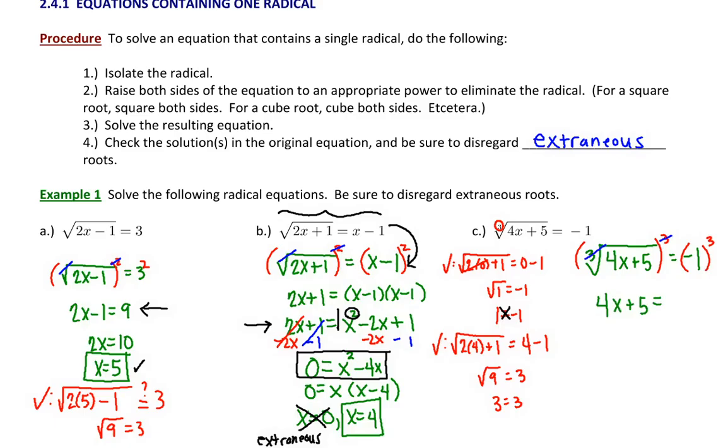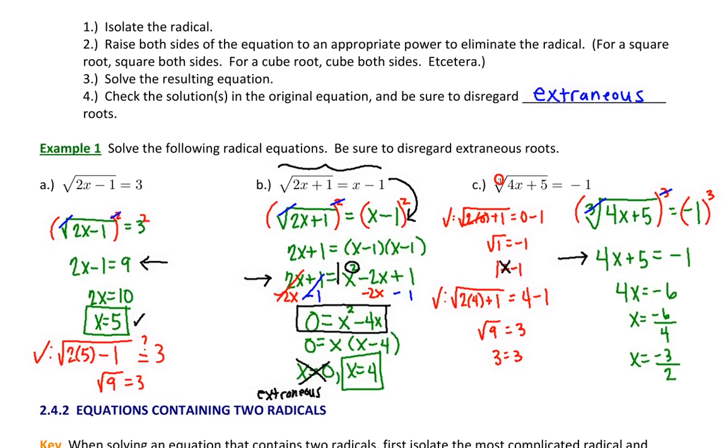So we have 4x plus 5 on the left side, negative 1 to the third power, which means negative 1 times negative 1 times negative 1 gives us negative 1. And then our resulting equation is linear. So to solve the linear equation, we isolate x. So I'm going to subtract 5 from both sides and then divide both sides by 4. And let's go ahead and reduce that by a factor of 2. So we end up with an apparent solution of negative 3/2.